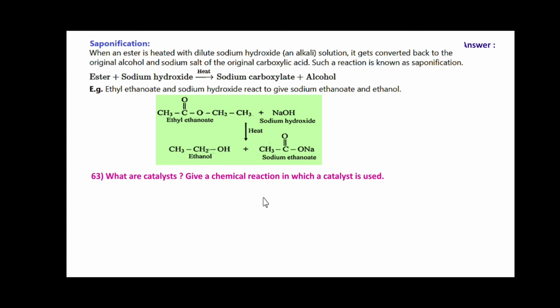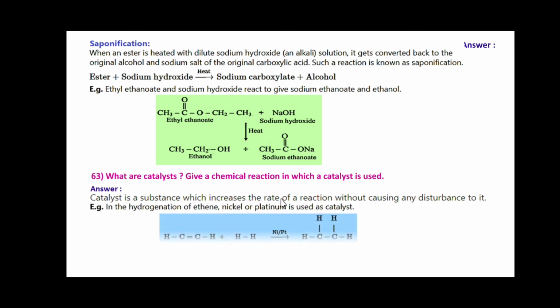What are catalysts? Give a chemical reaction in which a catalyst is used. A catalyst is a substance which increases the rate of a reaction without undergoing any change itself. For example, in the hydrogenation of ethene, nickel or platinum is used as a catalyst. Ethene plus H2, that is hydrogen, gives, in the presence of nickel or platinum, ethane.